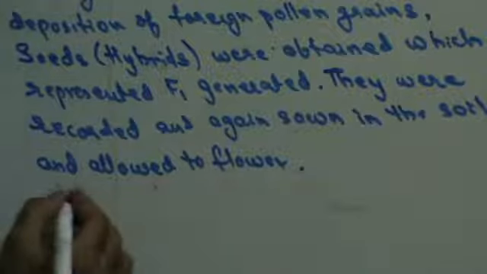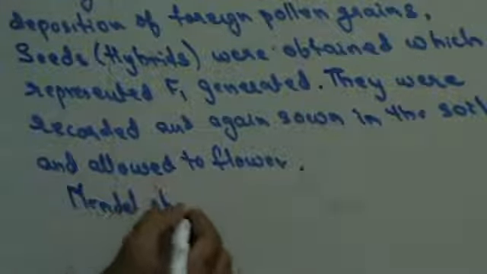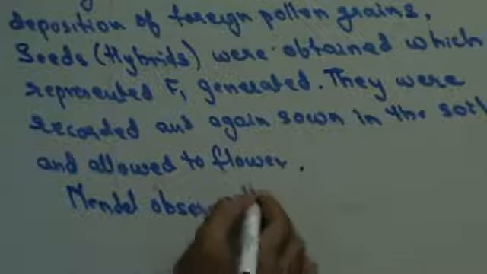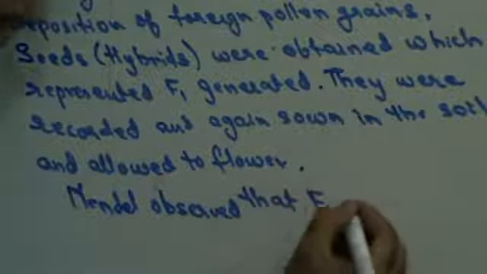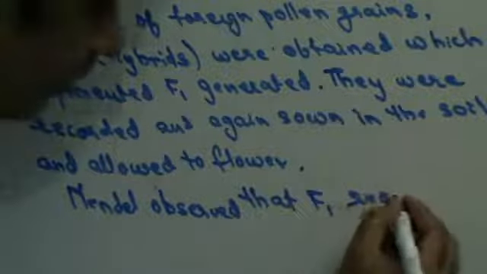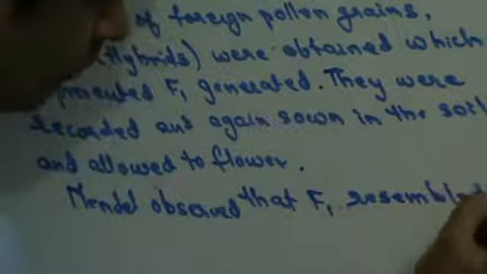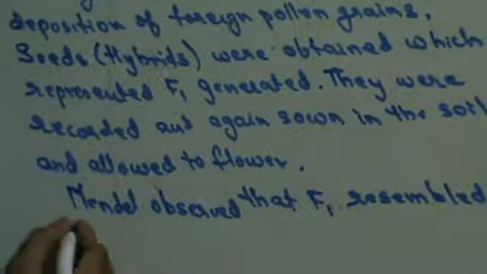Right? So that was step 2. And then Mendel observed that F1 resembled one of the parents.